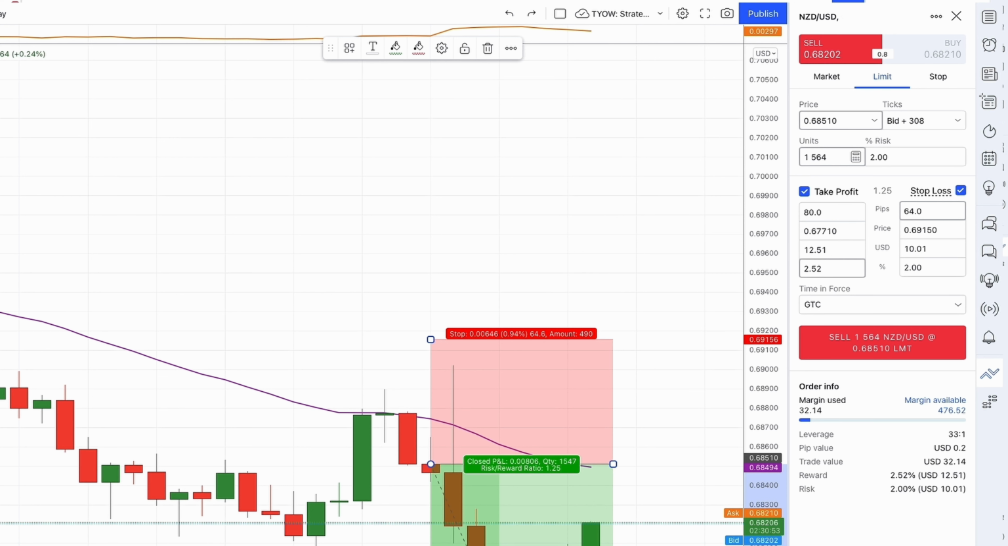Now we don't need to worry about any of this because it does it all automatically once we put in our risk and check that we have enough margin to cover it. It's as easy as that.